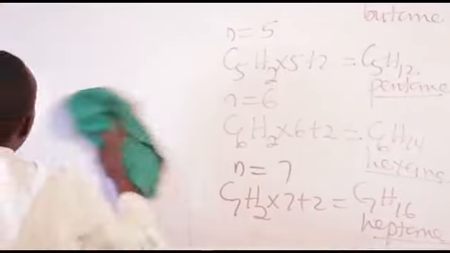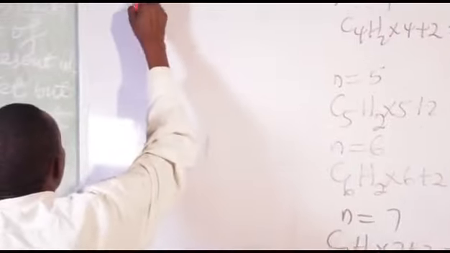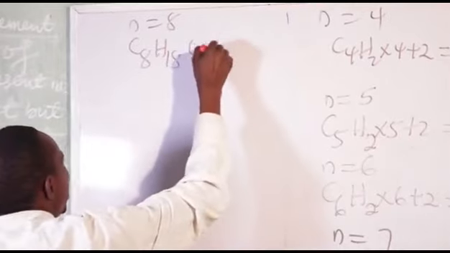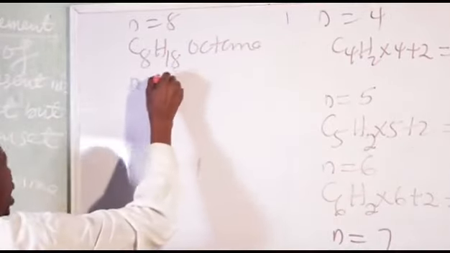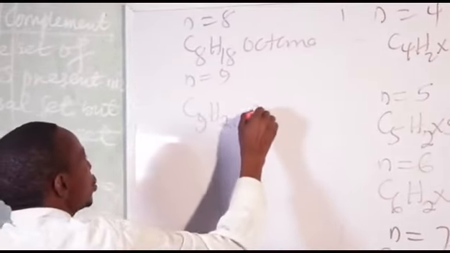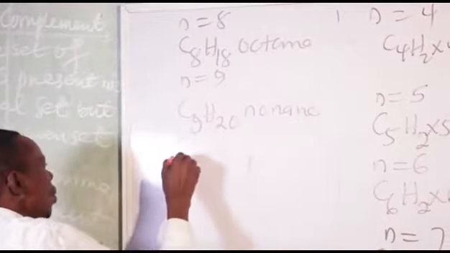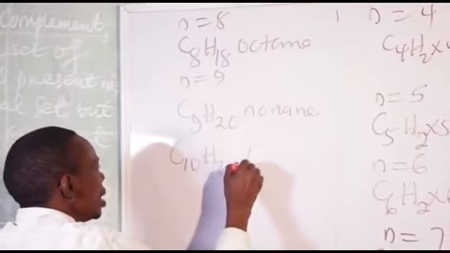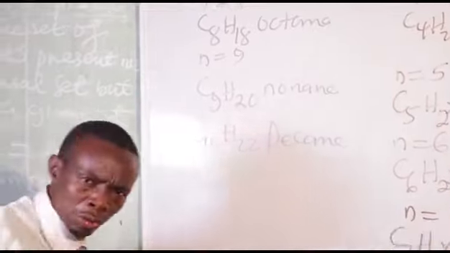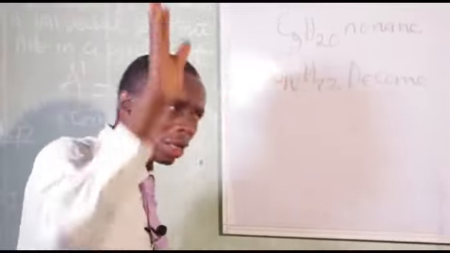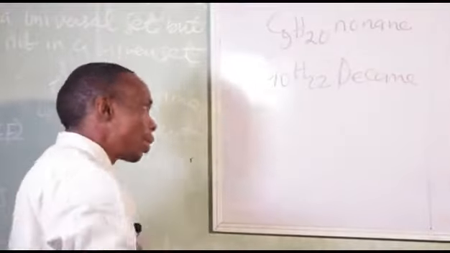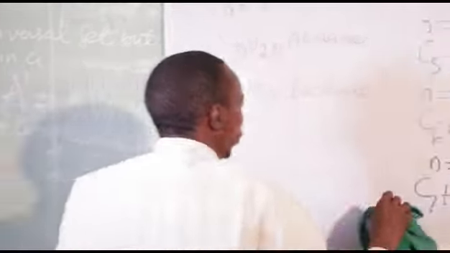Our number 8, the next compound, is octane. With n equals 8, we have C8, 8 times 2 plus 2. And with n equals 9, we have C9, 9 times 2 plus 2. This is nonane. And the number 10 member is decane. These are the members of the saturated hydrocarbon, the alkane group. Remember I said the functional group is carbon single bond carbon.